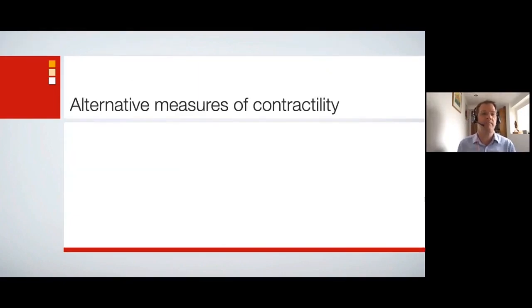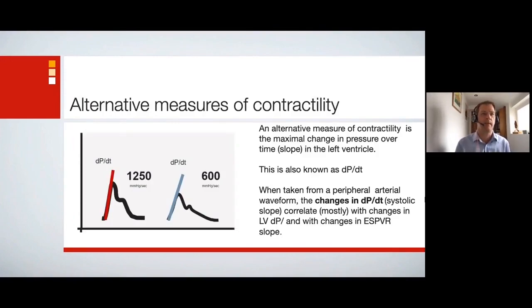And so there are alternative measures of contractility that have been suggested. One of the alternative measures is the maximal change in pressure over time from a peripheral arterial waveform, known as dP/dt max. And it is a surrogate for left ventricular contractility. Now, it's a very large assumption that end systolic elastance is equal to left ventricular pressure time changes, which is equal to a peripheral measurement of pressure time changes. And of course, those two things are not the same. But a peripheral measurement of dP/dt correlates with changes in true measurements of left ventricular contractility and changes in the end systolic pressure-volume relationship slope.